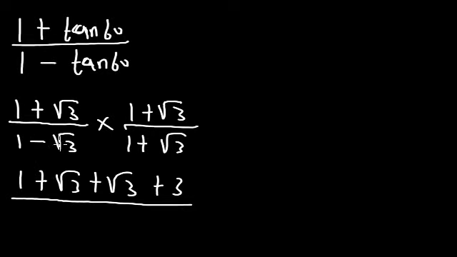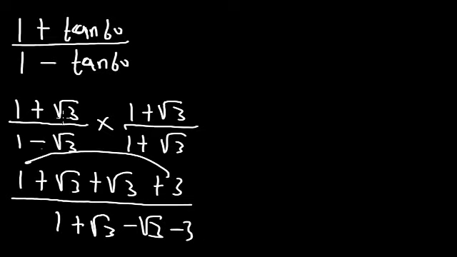Now, what I'm going to do right now is take the denominator to be 1 minus 3. Some of you might be wondering why. So let me try to expand that. 1 times 1 should be indeed equal to 1. And 1 times plus root 3, that's plus root 3. Negative root 3 times 1, that's negative root 3. And negative root 3 times positive root 3, that should be negative root 9, and root 9 is 3, so that should be indeed equal to negative 3.